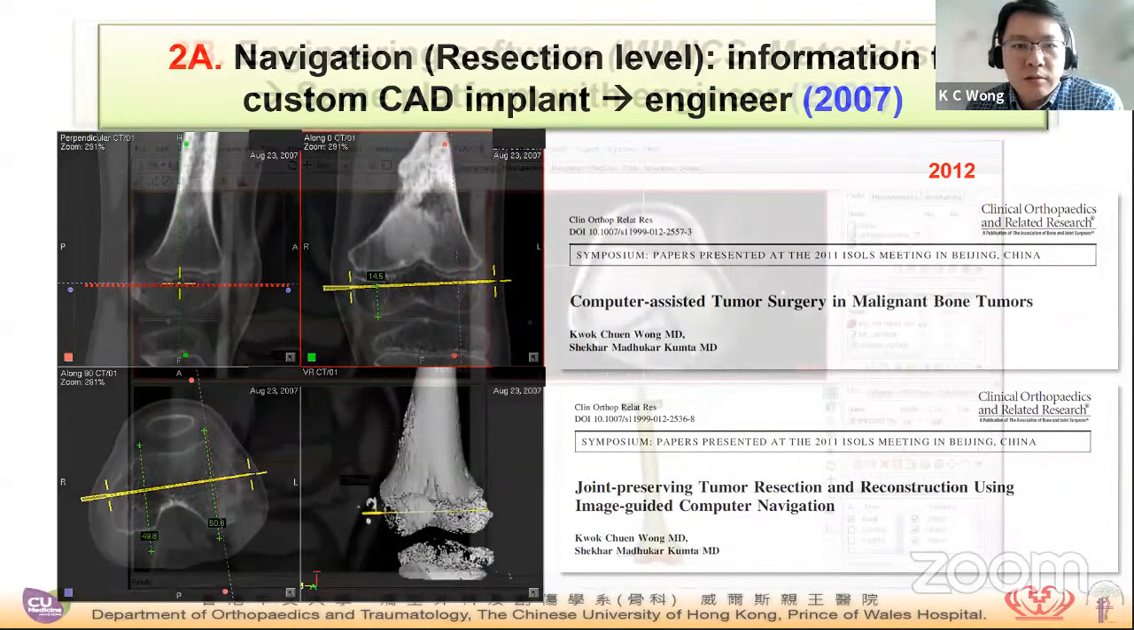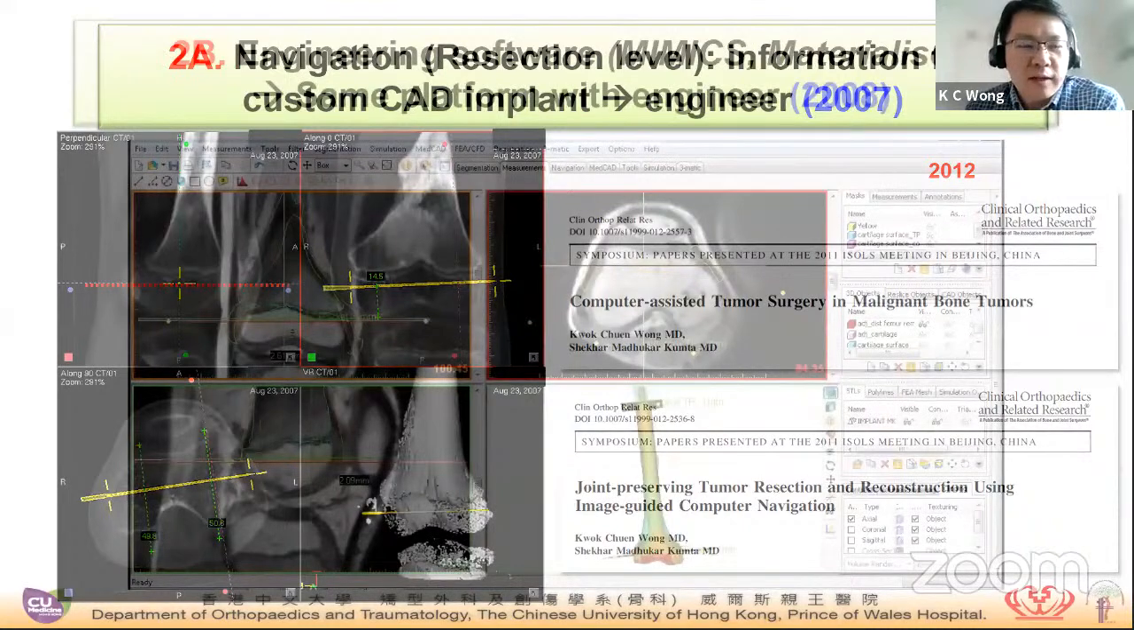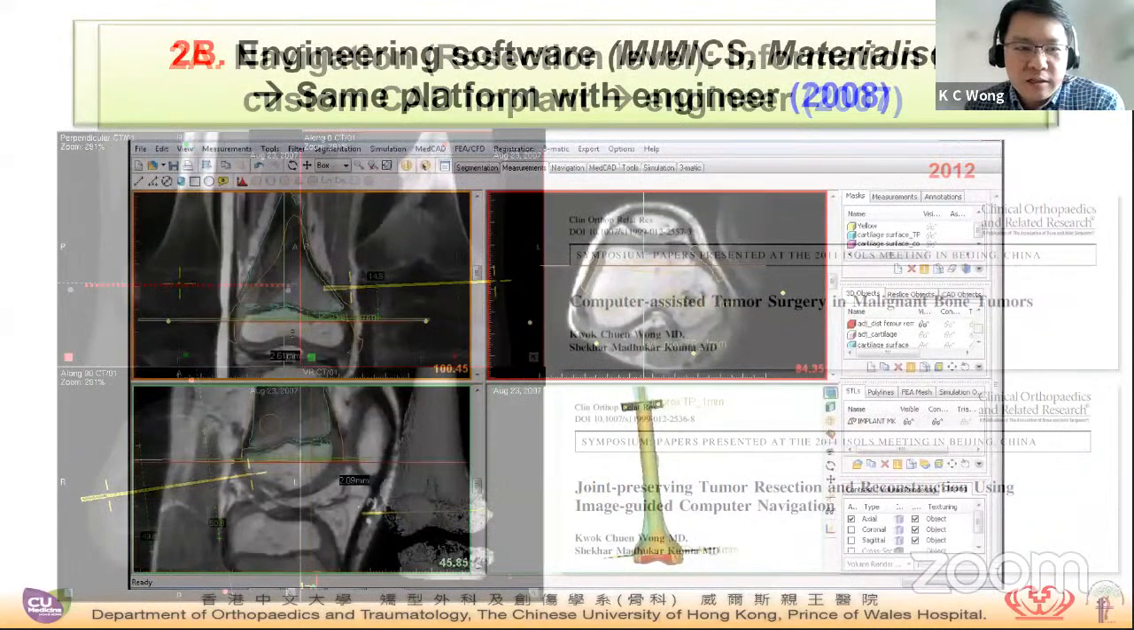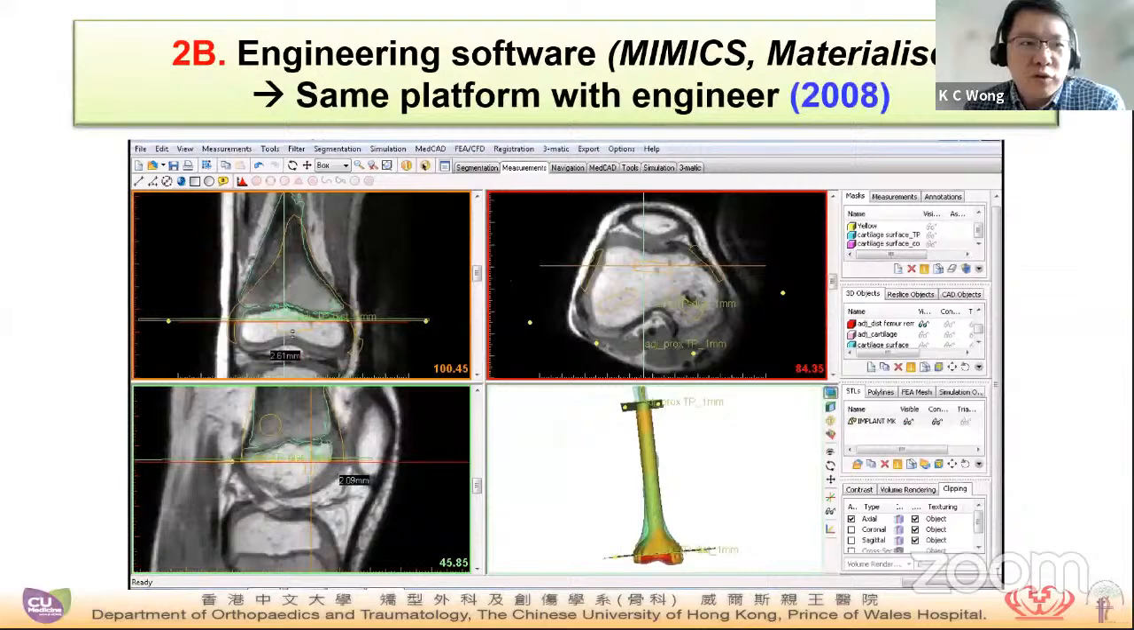Later on, it was still difficult with the navigation system. They were just screenshots, not a project file they could open and manipulate. So we learned what software the implant engineers use. We learned Mimics, so we planned in Mimics and then sent the project file to the implant engineer. Then they made an implant fitting our cut. There was no more miscommunication.